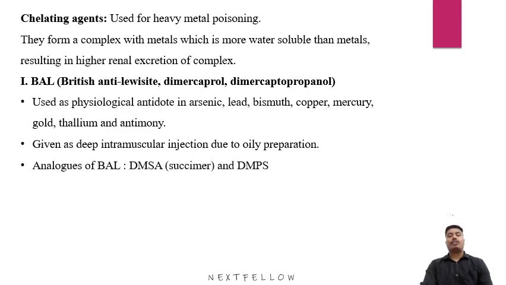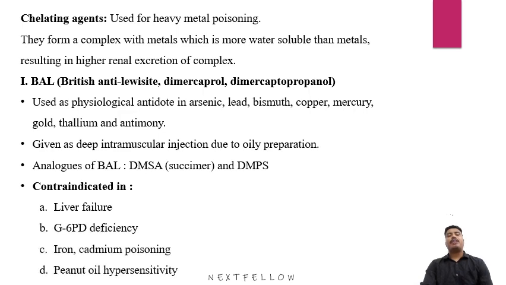The analogs of BAL are DMSA, also known as succimer, and DMPS. It is contraindicated in liver failure, G6PD deficiency, iron and cadmium poisoning, and peanut oil hypersensitivity.